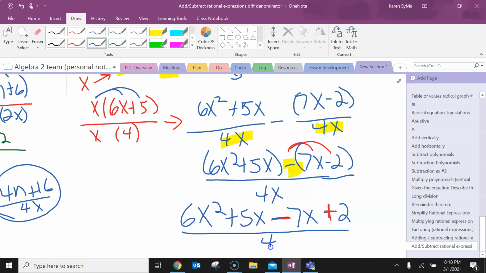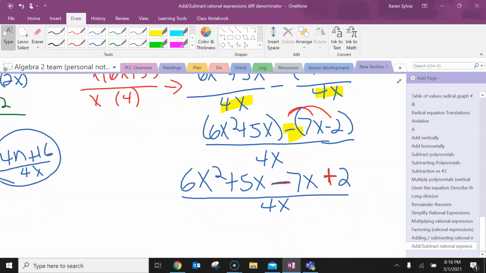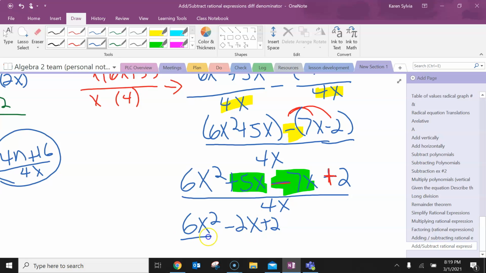All of that is over 4x, and I am now at my last step of combining any like terms that exist. I have a 5x and I have a minus 7x that are like terms. End result, 6x squared minus 2x plus 2 all over 4x as my final resulting answer.